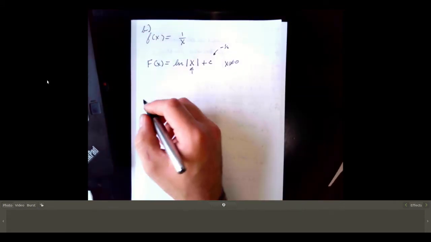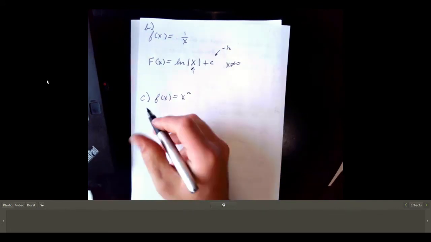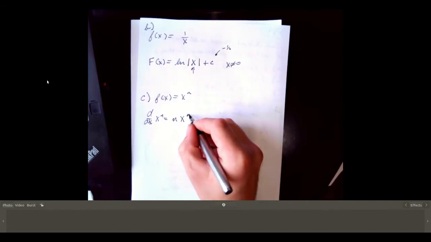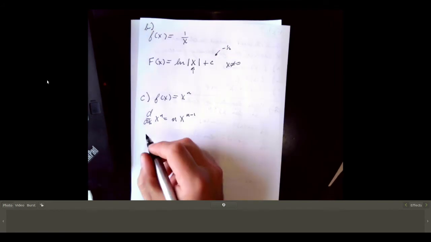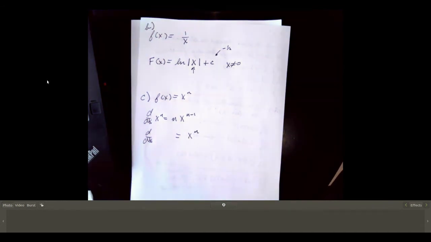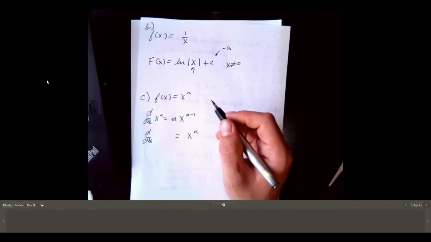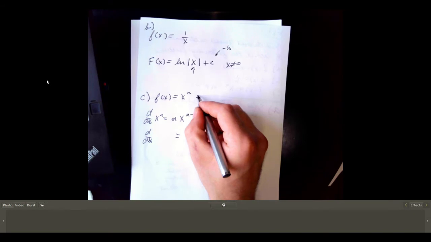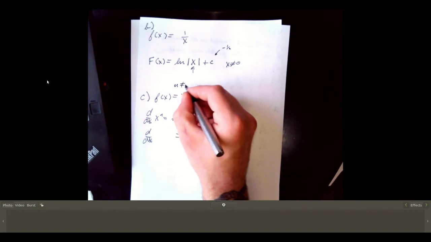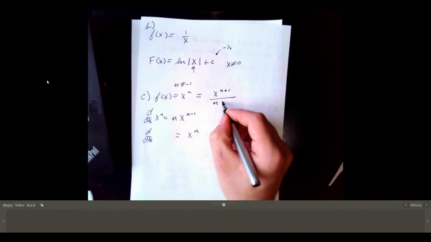Finally, we have the x to the n. If f of x is equal to x to the n, well, the derivative with regards to x of x to the n is equal to n times x to the n minus 1. So we want to come up with something whose derivative is equal to x to the n. Okay, and we will formalize this into an official rule in a second. But the antiderivative of any x to the n, where n is different than negative 1, is x to the n plus 1 divided by n plus 1.